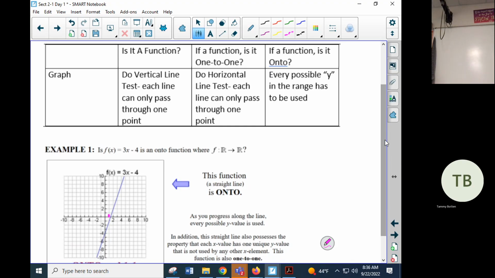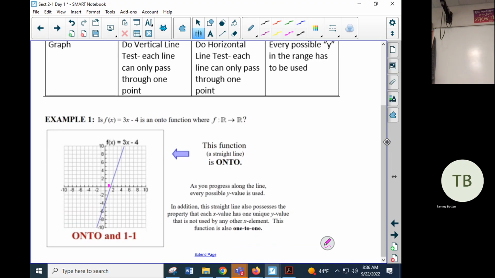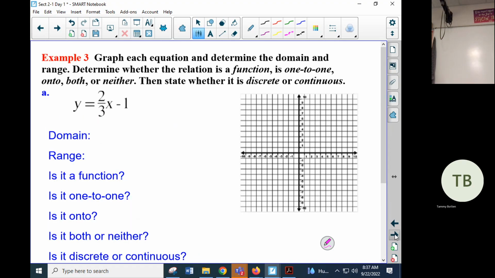And then for it to be onto, every Y has to be used. So what that means is this graph covers the whole graph here. So if you kind of envision like 10 has a point, 8 has a point, 6 has a point, and going across every point here, there is a Y coordinate for everything on that graph. So that means, yes, it is onto. Okay. So now let's go here.